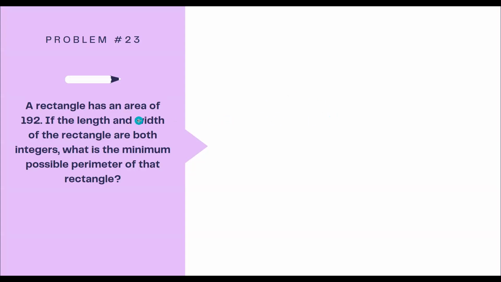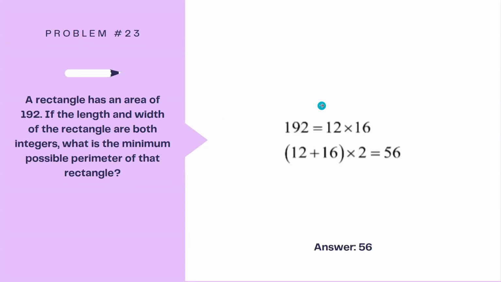So we are given the area of a rectangle. So if the length and width of the rectangle are both integers, what is the minimum possible perimeter? So when we say minimum, we have to determine the factors of 192 that are closest to each other. Okay. So the closest will be this one, 12 times 16. Okay. So in order to find the perimeter, we simply use 2 times length plus width. Okay. So we have 12 plus 16 all multiplied by 2. That's why the answer is 56.